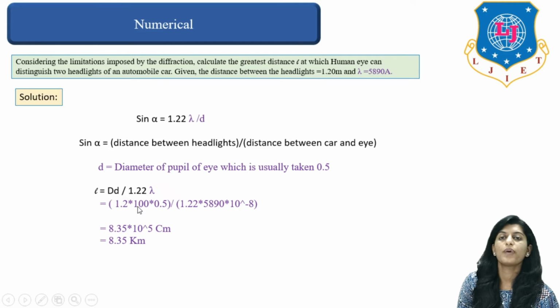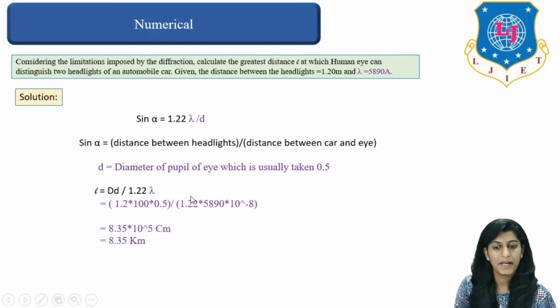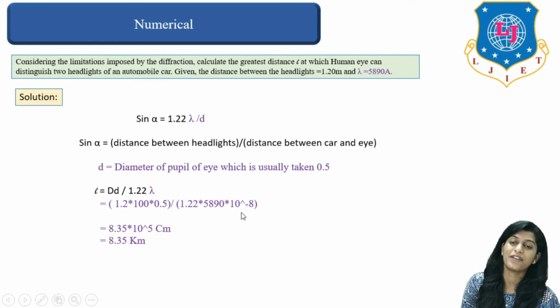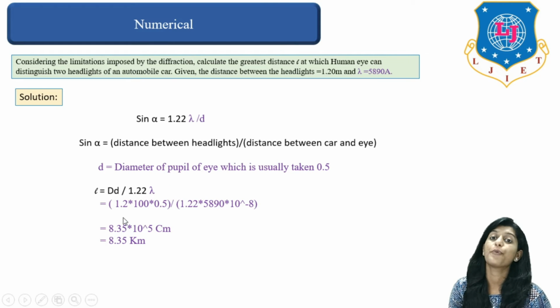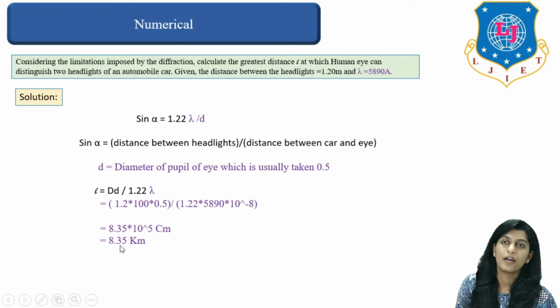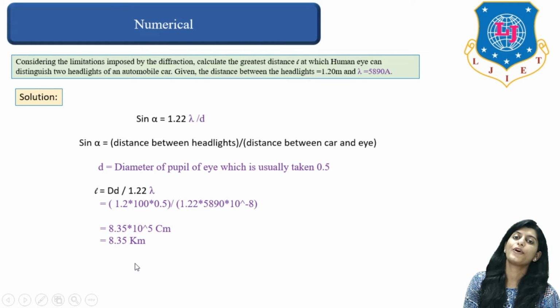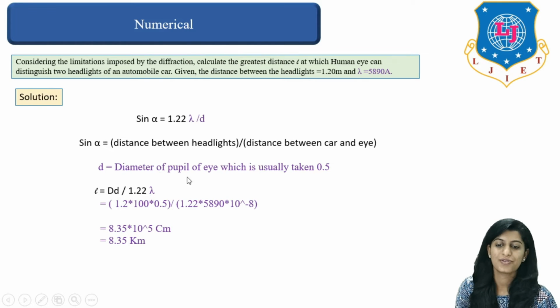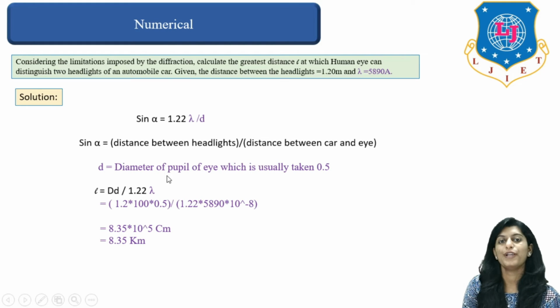Now 1.2 into 100 into 0.5, right, divided by 1.22 into lambda. So lambda value is 5890, right? So we need to convert it. So it will be 1.22 into lambda, which is 5890 into 10 raised to minus 8. Once you solve it, you will get answer as 8.35 into 10 raised to power 5 centimeter. Converted into kilometer, it will be 8.35 kilometer, right? So this is our answer for the given problem.